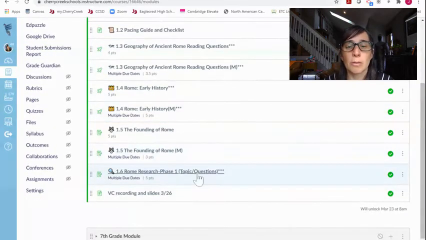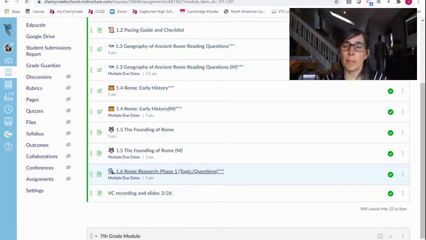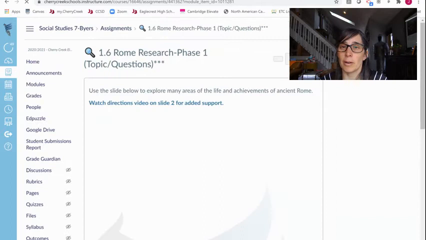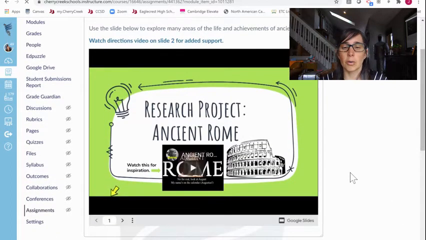The next assignment, so this is your research topic. And this is a big deal because you are going to be researching something from ancient Rome that you find interesting. You have a lot of choices here. And so you're going to go into this, research something you choose, and the first step this week is not to get into the research, not to have the entire research project done. You're just choosing a topic and coming up with questions about it.